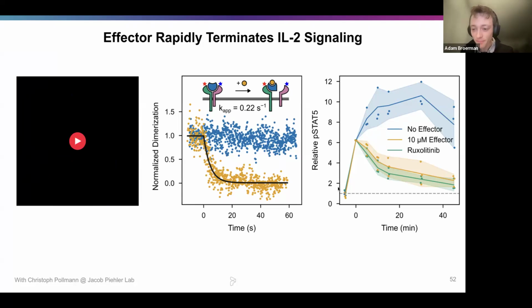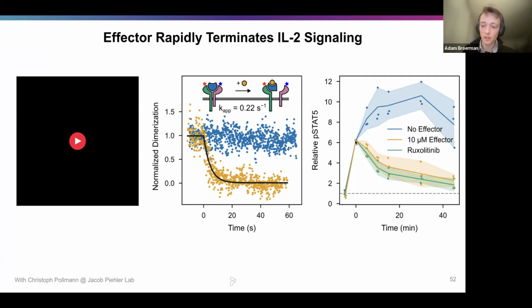And then this also has a profound effect on signaling. So here I'm showing STAT5 signaling, which is the primary output of IL-2 signaling. And then starting at time minus 5 minutes, at time 0, I either add nothing, and then we just in blue measure a normal signaling time course. In orange, I add the effector, and what we see is that signaling immediately stops accumulating and then instead slowly reverts to this low level.